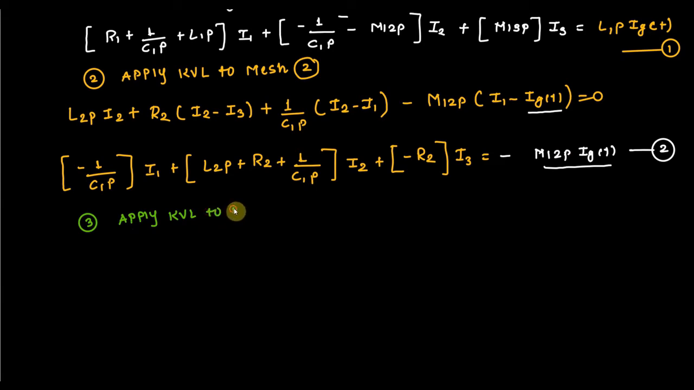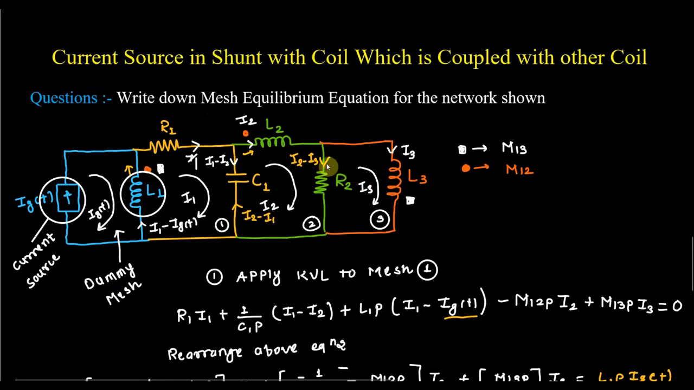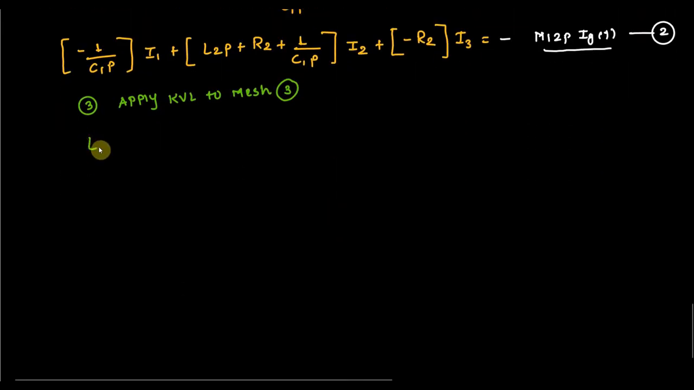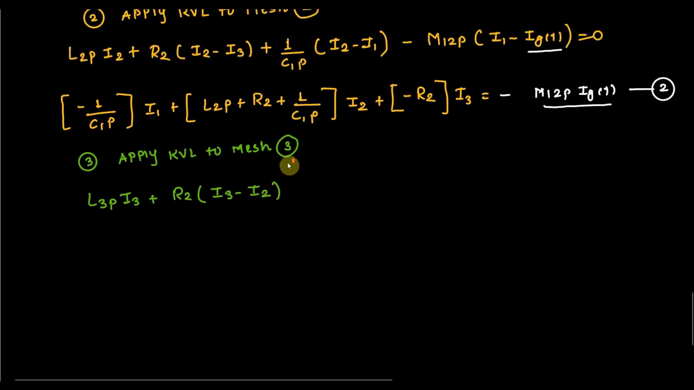Now in a similar way, we will write down the KVL equation for the loop 3. So apply KVL to mesh 3. Fine. So we will see the mesh 3. This one is the mesh 3. So in mesh 3, there are only two elements, the L3 and R2. So current in L3, we have already marked I3. What is the current here? The current here is I3 minus I2. Fine. So I will write down these first two values. L3P I3 plus R2 into I3 minus I2. Right? So there are only two self values there.